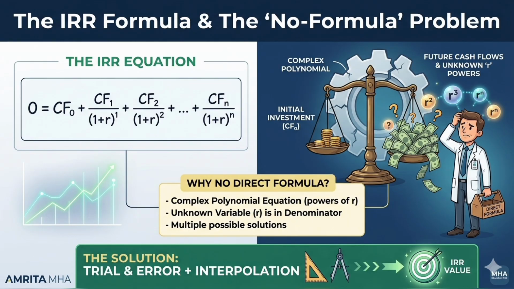When uneven cash flows come, like each year the profit rate is different, there is no direct formula for solving this polynomial. Multiple IRRs can come. There is a chance of multiple IRRs for the same project. So we fix this issue by the trial and error method or interpolation.